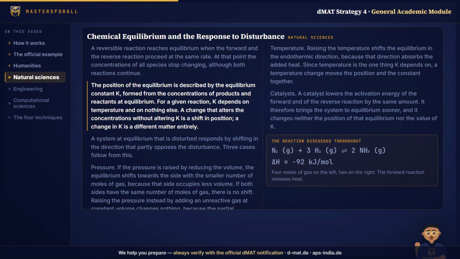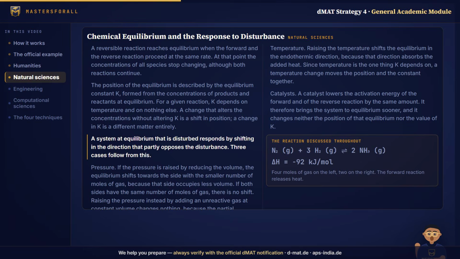Paragraph 2, and mark this heavily because it decides 4 of the 5 questions. The equilibrium constant K depends on temperature and on nothing else. Nothing else, not pressure, not concentration, not catalysts. Paragraph 3 gives the principle. Disturb a system at equilibrium and it shifts in the direction that partly opposes the disturbance.